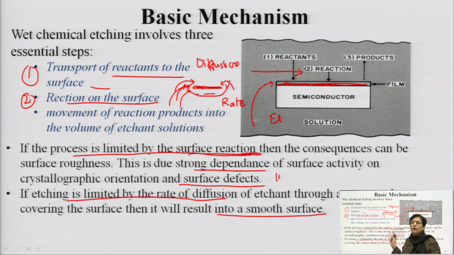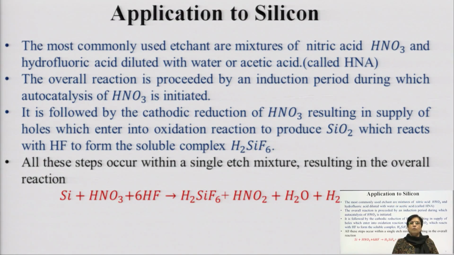as far as dissolving the layer into the chemical composition is concerned. In considering the etching of silicon, the most commonly used mixtures are nitric acid, that is HNO3, and hydrofluoric acid diluted with water or acetic acid.